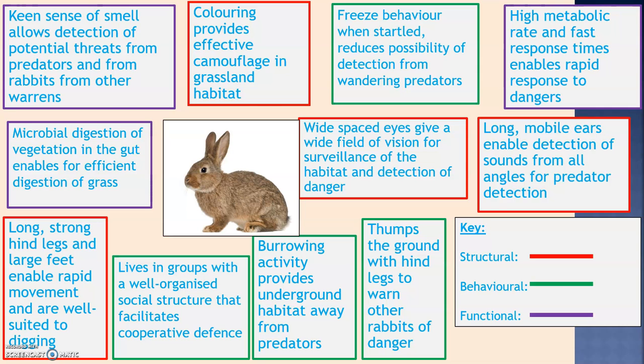And then when we look at some of the functional adaptations, we've got things like a high metabolic rate and fast response times, which enable rapid response to danger. Then a keen sense of smell allows detection of potential threats from predators and from other warrens. So apart from detecting danger from other species, they're also detecting danger from other types of rabbits as well, the same way different animals fight each other. And also microbial digestion of vegetation in the gut enables efficient digestion of grass.